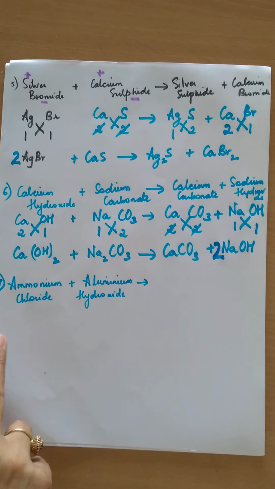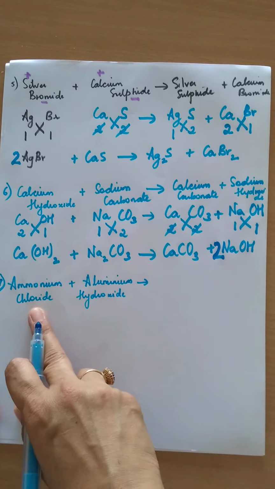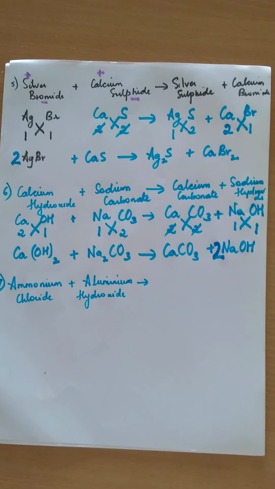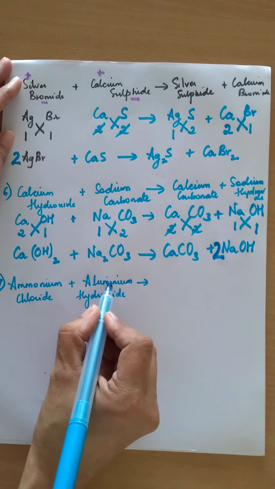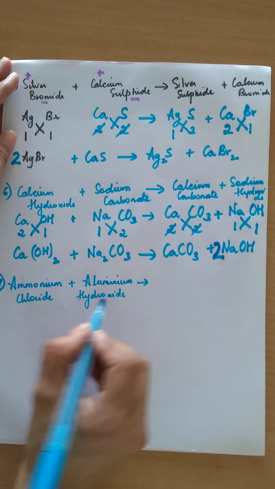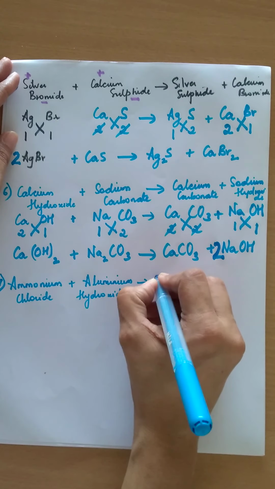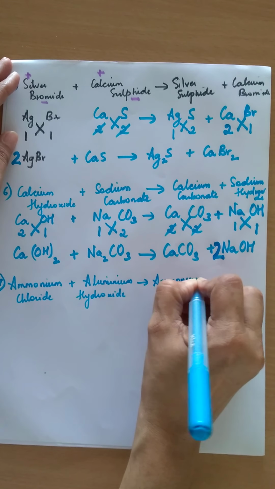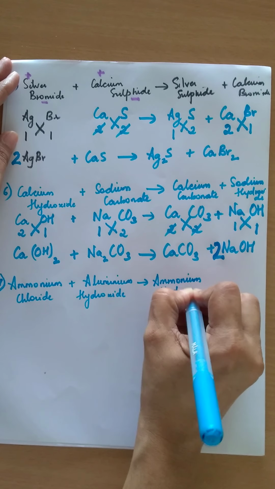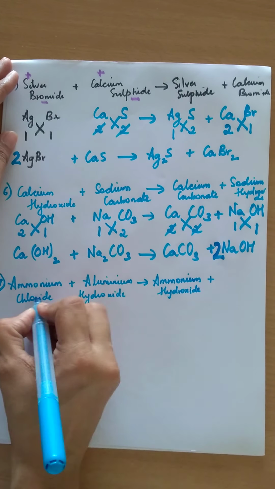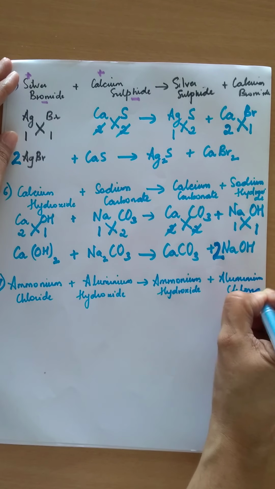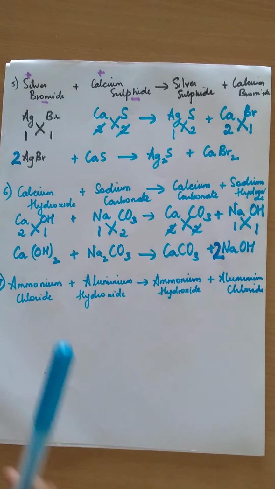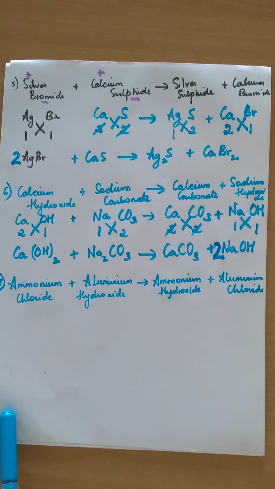Okay. Now we will do the next one, the 7th equation. Now we come to the 7th one, ammonium chloride plus aluminium hydroxide. Now what do we get for this? Again, ammonium is positive, chloride is negative, aluminium is positive, hydroxide is negative. So ammonium with hydroxide will give you ammonium hydroxide. And aluminium with chloride will give you aluminium chloride. Now please note that the positive ion is always written first.